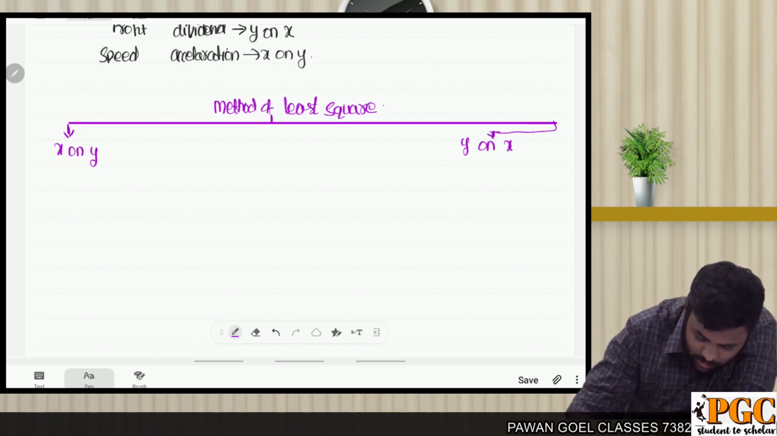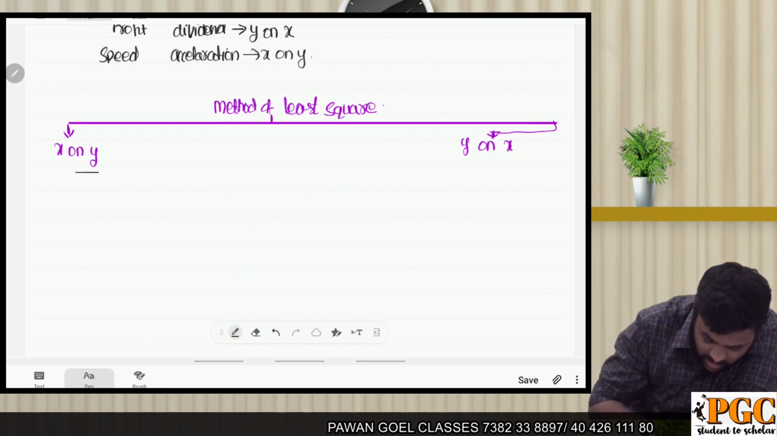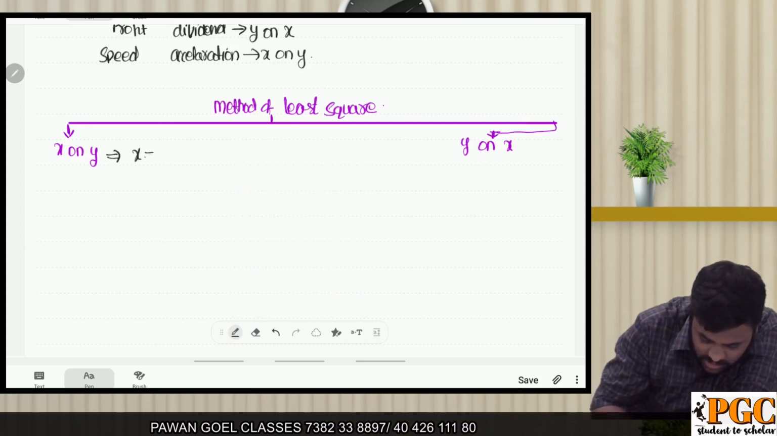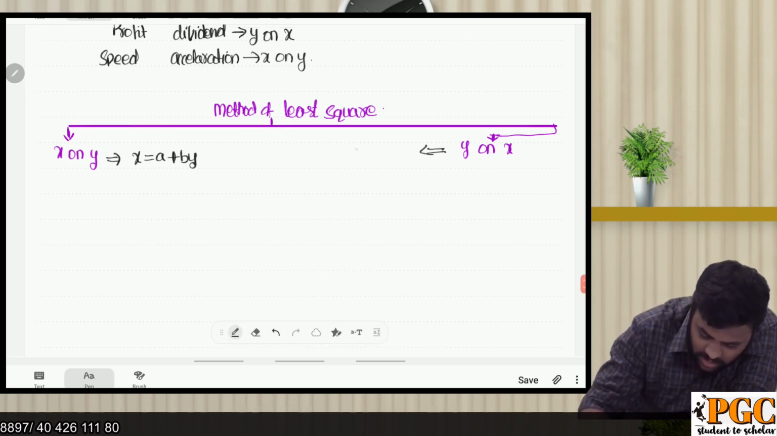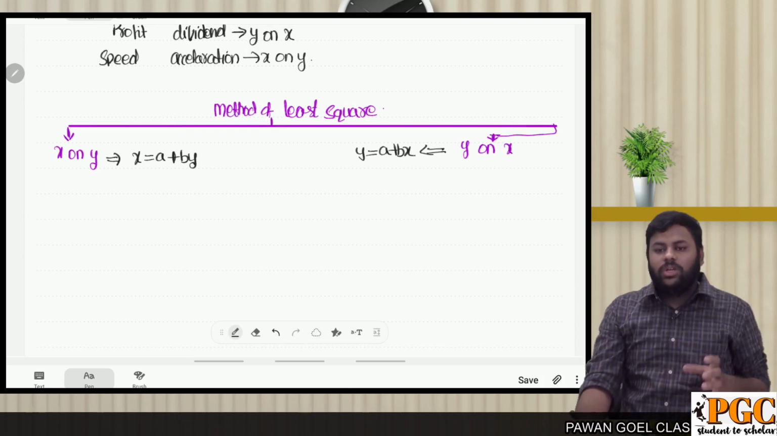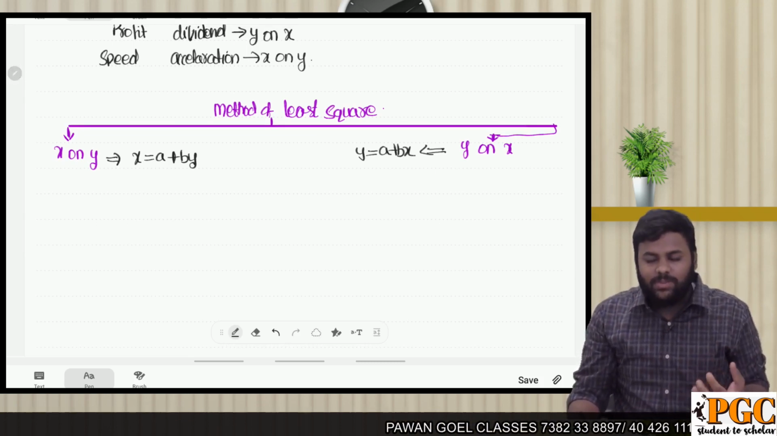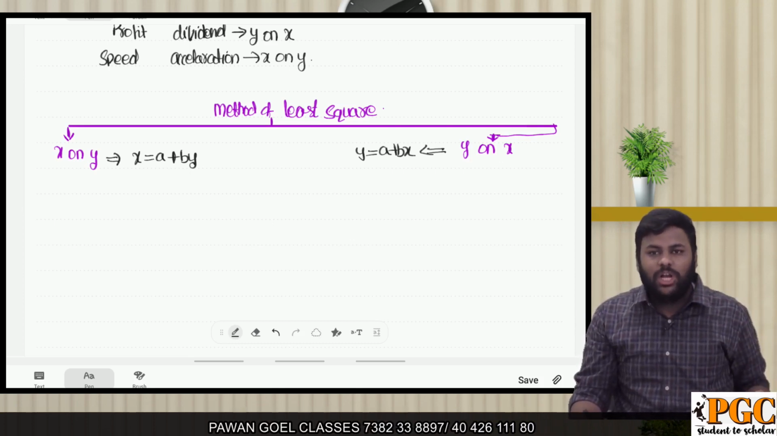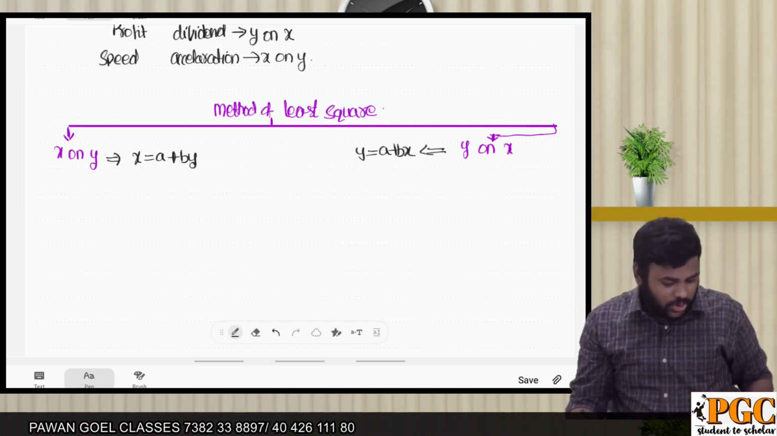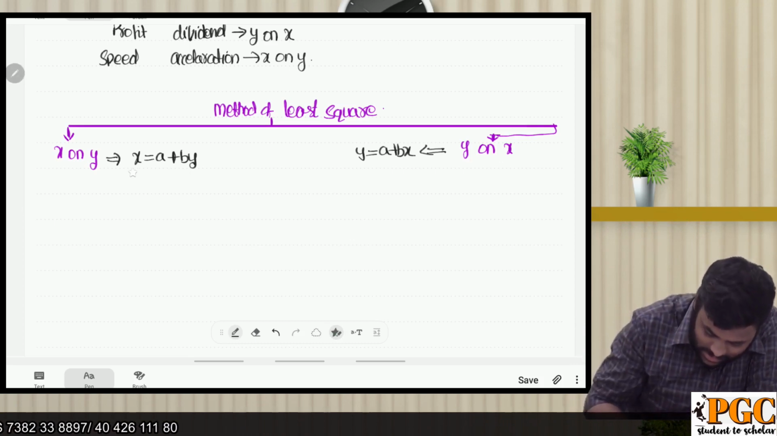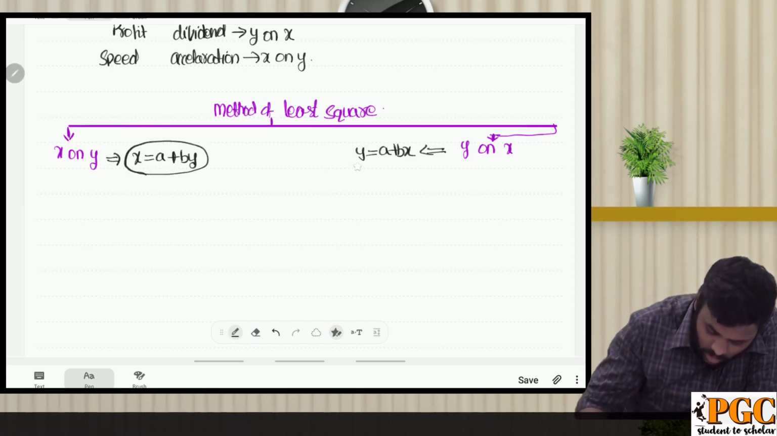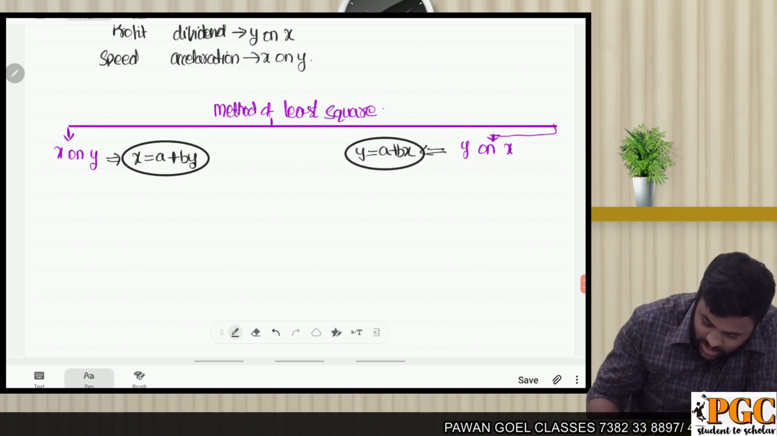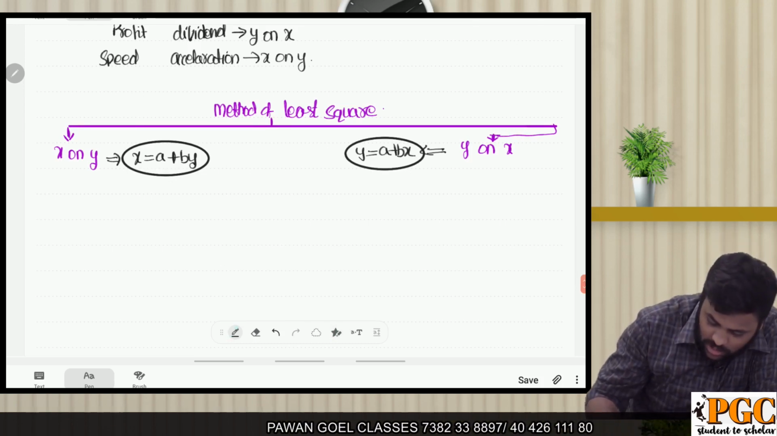My dear friends, what is our basic equation for x on y? The basic equation for x on y is x is equal to a plus by. What is the basic equation for y on x? y is equal to a plus bx. Now if you want to get the equation x is equal to a plus by, or the equation y is equal to a plus bx, two further equations must be solved. Now what are those two further equations?